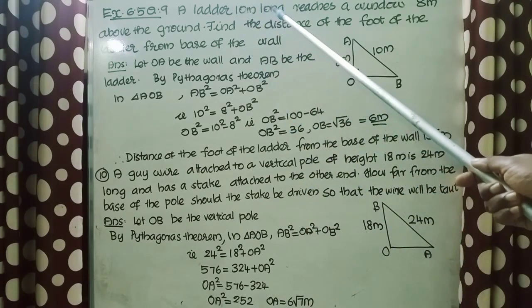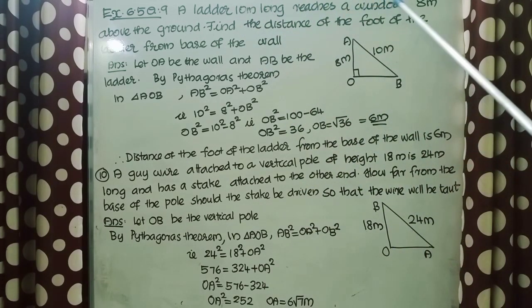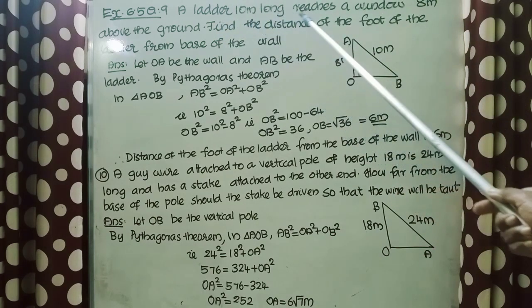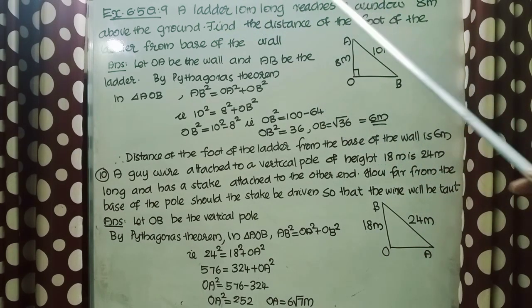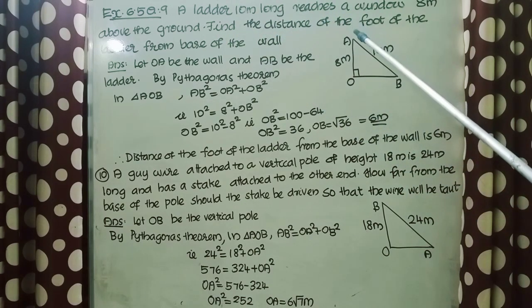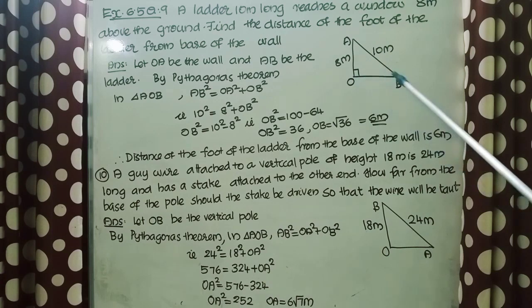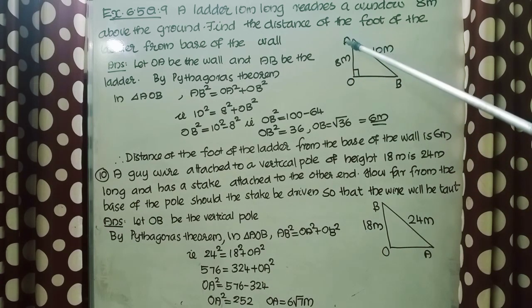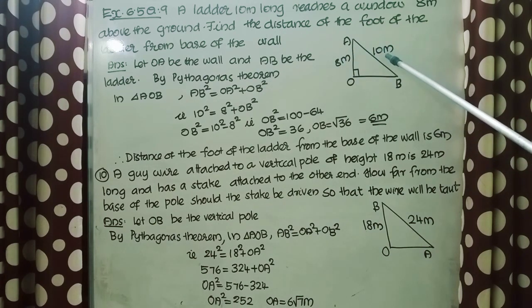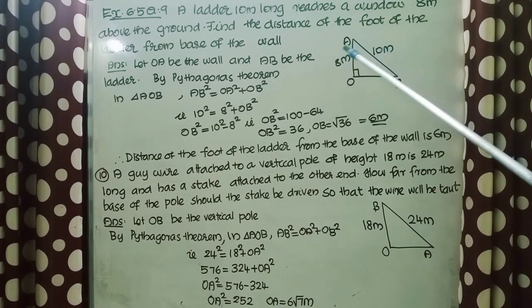A ladder 10 meter long reaches a window 8 meter above the ground. Find the distance of the foot of the ladder from the base of the wall. Based on the question, I have drawn a figure here. In this figure, let OA be the wall and AB be the ladder. The height of the wall is 8 meter and the length of the ladder is 10 meter. We need to find out OB.